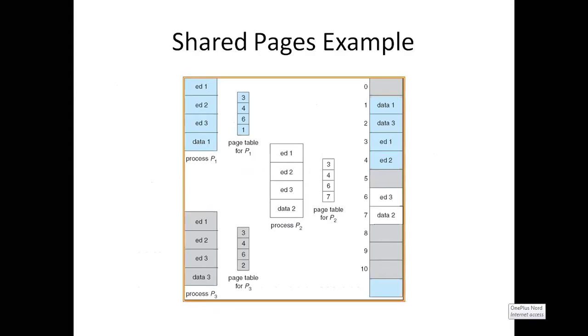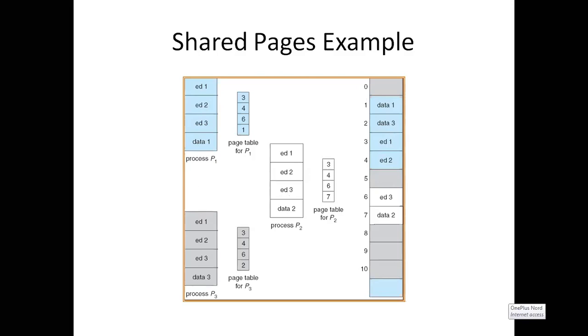If you observe here, in each and every process there is a common code. What is it? ED1, ED2, ED3. Here also ED1, ED2, ED3. Here also ED1, ED2, ED3. That means all the three processes are willing to have a common copy of the code.